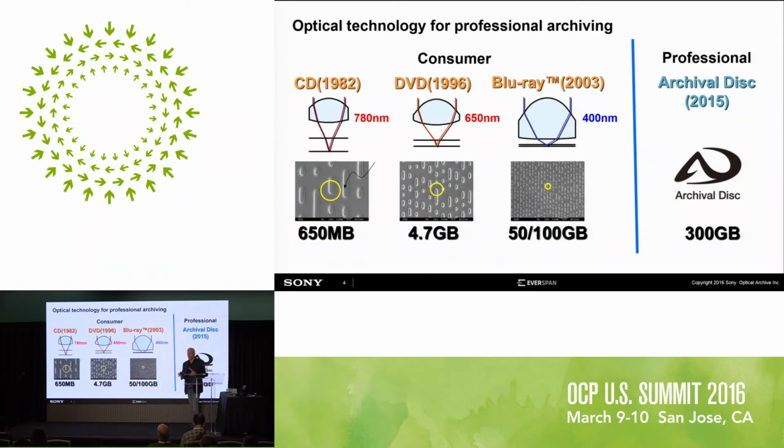The technology we use for this product is what we call the Archival Disc, and it's an optical technology which is using the blue laser. Now, you know the consumer technology, CD, DVD, and Blu-ray, but that is the past. The product we are introducing here is unrelated to these consumer technologies. We are introducing a professional archive technology based on optical. Completely different, and I will explain what is different and why we are using this technology in our product.